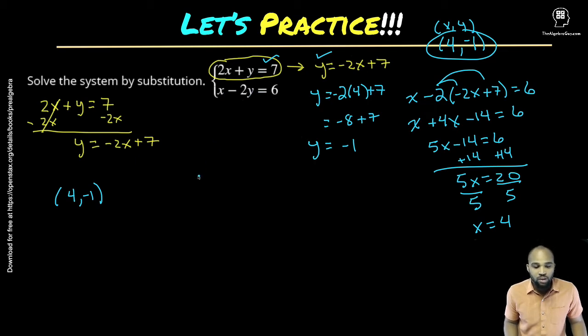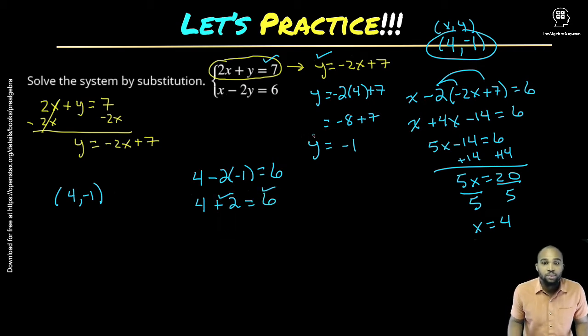So in place of x, I'm going to put 4, minus 2 times my y, which is -1, equals 6. So this should give me 6. -2 and -1 gives me a positive, so that's 4 plus 2 equals 6, and we see already that these are indeed the same thing. So that's how you solve with substitution.